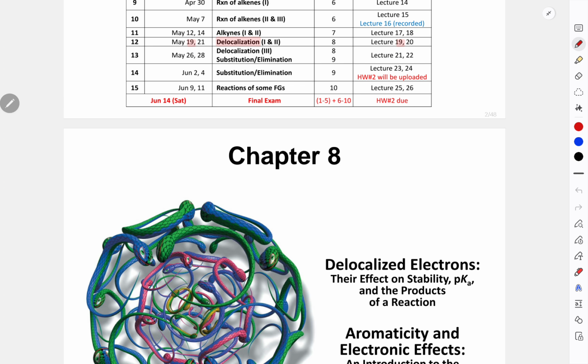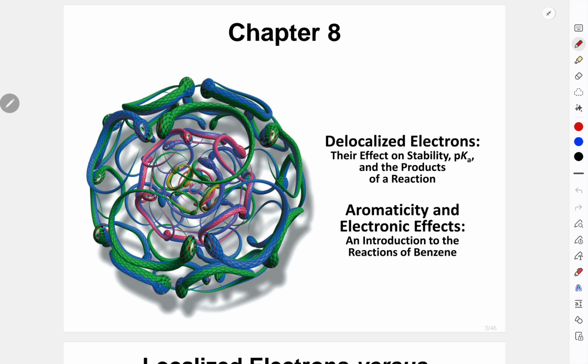All right, let's move on to new chapter 8, where we study the delocalization of electrons, right? And aromaticity and electronic effects as well. And we'll cover addition type reactions in this chapter as well, with delocalized alkenes or delocalized electrons. Okay.